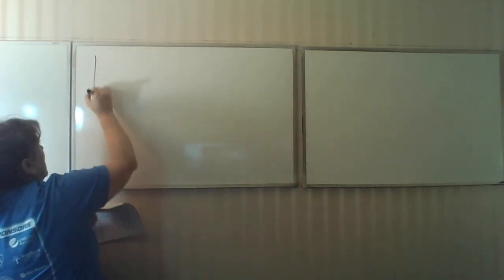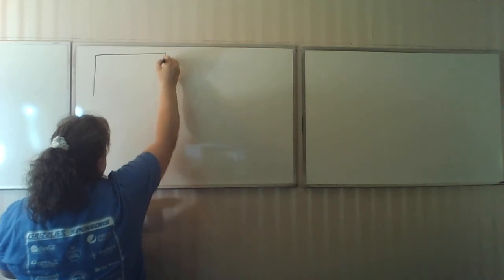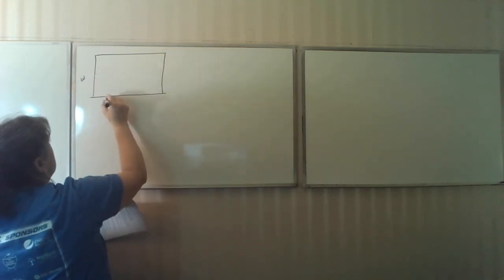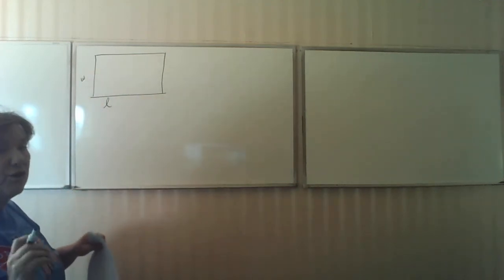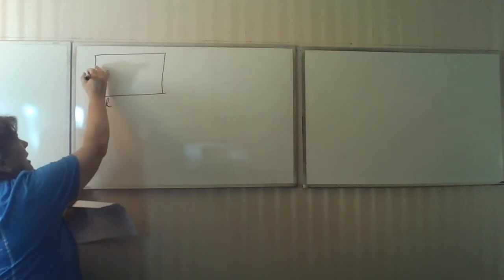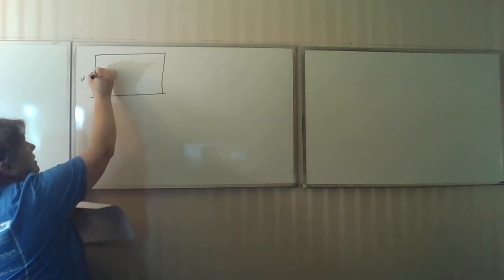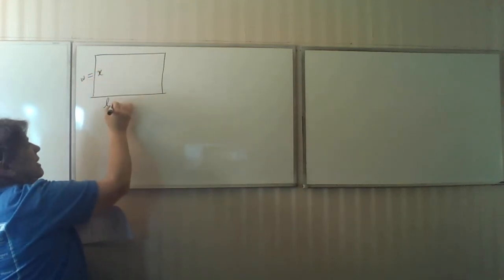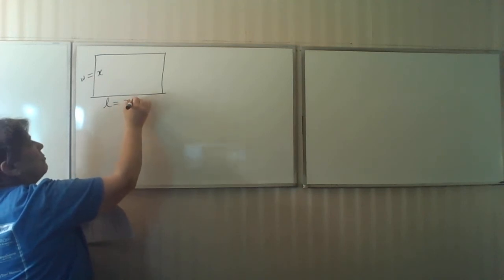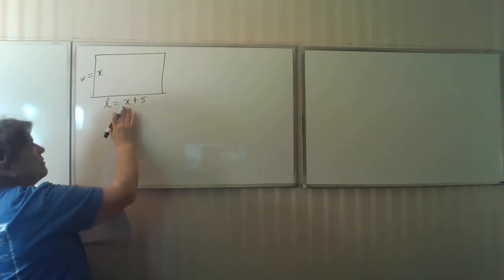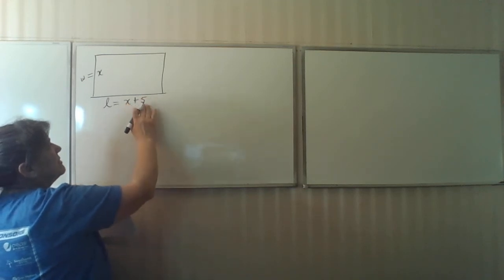Okay? The next one says, a rectangle is 5 inches longer than it is wide. Well, here's my rectangle. This is my width. This is my length. It says that it is 5 inches longer than it is wide. So if I let my W, my width, equal x, my length has to be my width plus 5. So there, that x plus 5 represents the length.